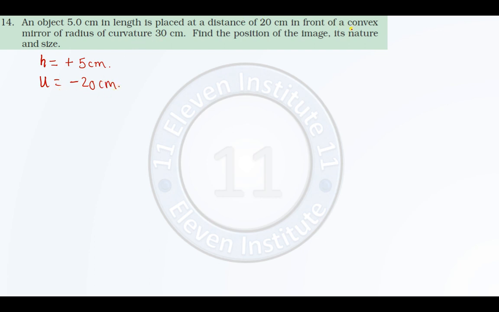Reading ahead, in front of a convex mirror. Which type of mirror? Convex mirror. Again remember, what is convex mirror? This one. The pole is over here, the focal point is over here, the center of curvature is over here, everything is to the right, and the image formed will be virtual, erect and diminished.